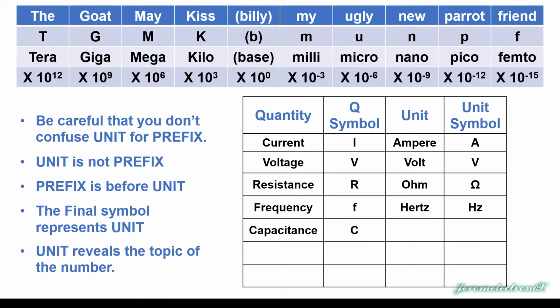Then there's capacitance, which is a capital C for the quantity, named after Michael Faraday. Basically the unit of capacitance is farads, and the unit symbol is F. Inductance, L. Don't know why. I have to look that up someday. The guy's last name was Henry that we named it after, and of course the unit symbol is H for Henrys.